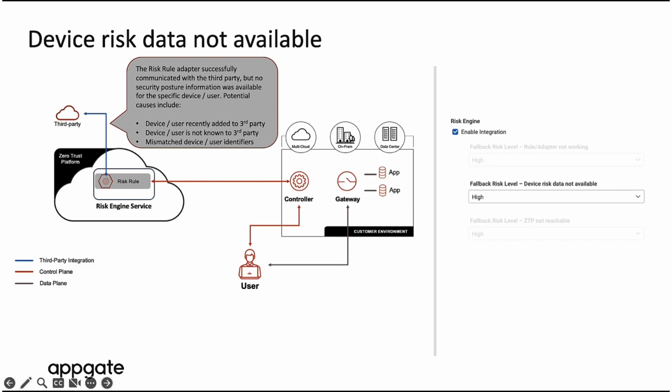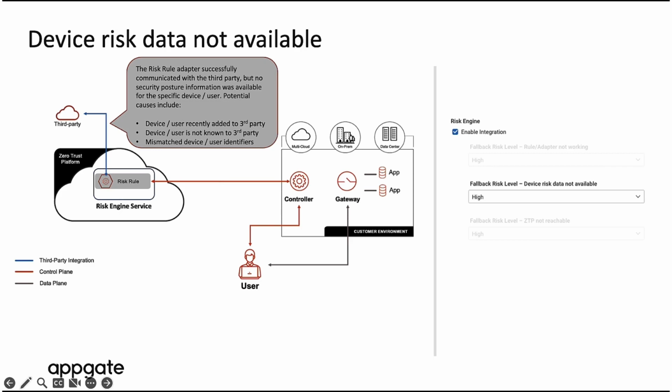And this certainly happens in scenarios where, let's say you've got an adapter that's going out to get security posture information from one endpoint protection tool, let's say CrowdStrike, and the user device that's trying to connect is really being protected using Sentinel-1. So a different risk rule would have been needed in order to discover that.